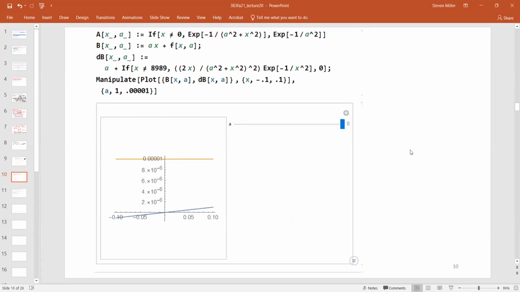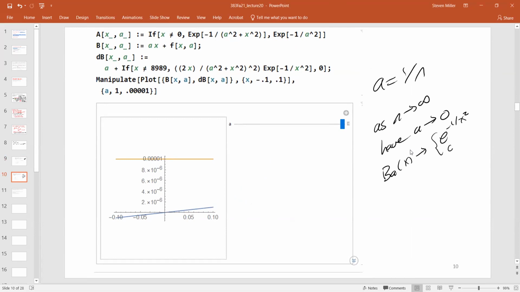Basically, we can take a to be 1 over n. As n goes to infinity, a goes to 0, and then our function f_a(x) converges to the e to the -1 over x squared function, which is 0 at x = 0. And this shows us that the real case can be extremely different. The idea that a sequence of injective functions has to converge to an injective function is not true in the case of just real differentiable functions.